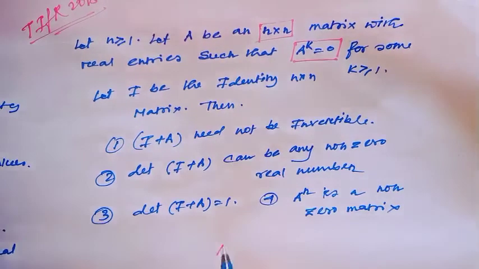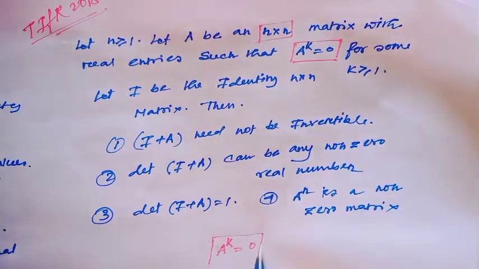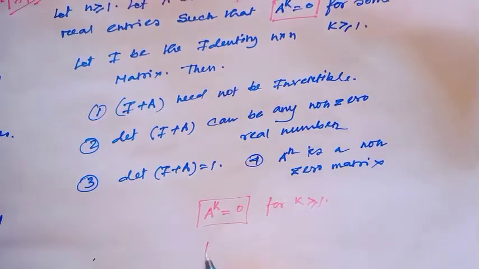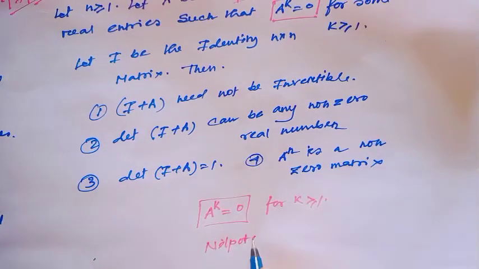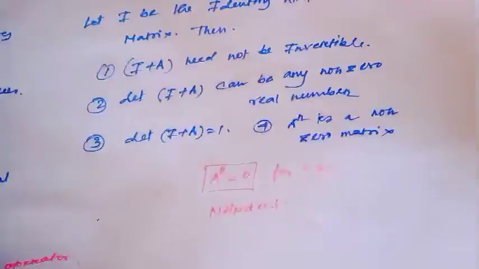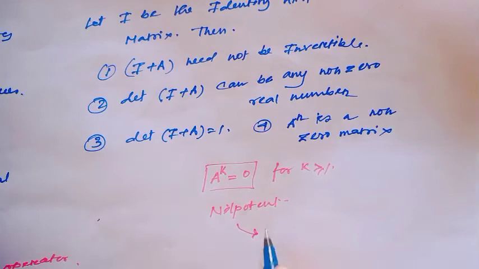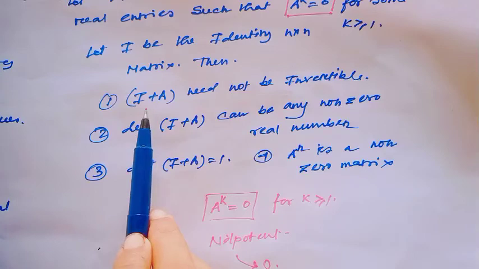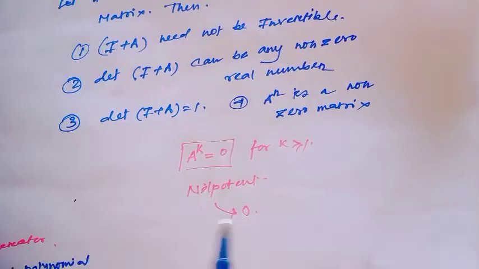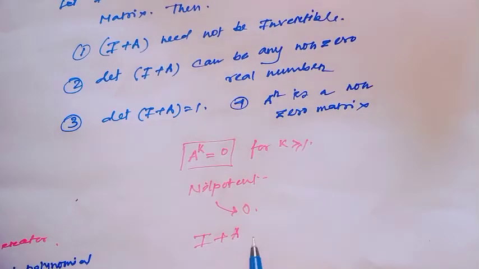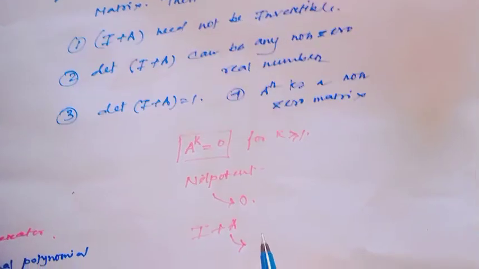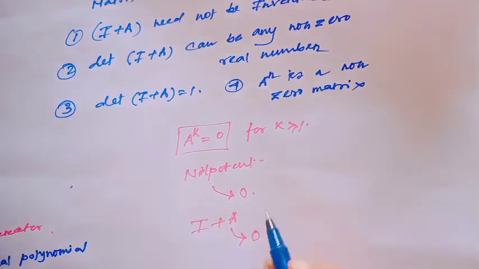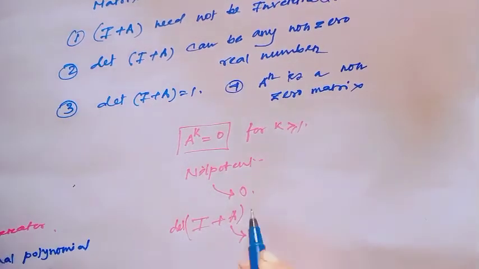Here notice A to the power k equals 0 for some k greater than or equal to 1. That means obviously this matrix is a nilpotent matrix. And all of us know the eigenvalue of a nilpotent matrix is always 0. Here option 1 indicates I plus A need not be invertible. Since the eigenvalue of a nilpotent matrix is 0, the determinant of I plus A would actually be 1.